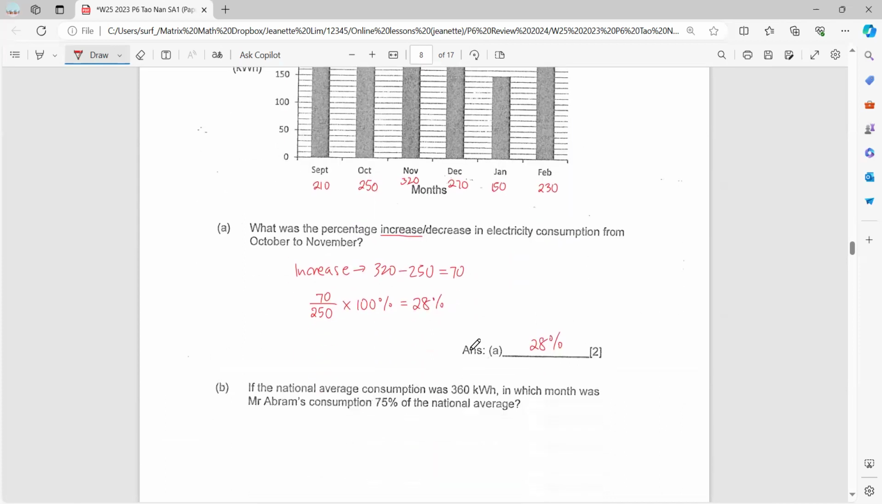Part B, if the national average consumption was 360 kilowatt hour, in which month was Mr. Abrams' consumption 75% of the national average? So to find 75% of the national average, we'll have to find 75% of 360. So 75 over 100 times 360. This will give us 270. And if you look at the graph, 270 is actually December.